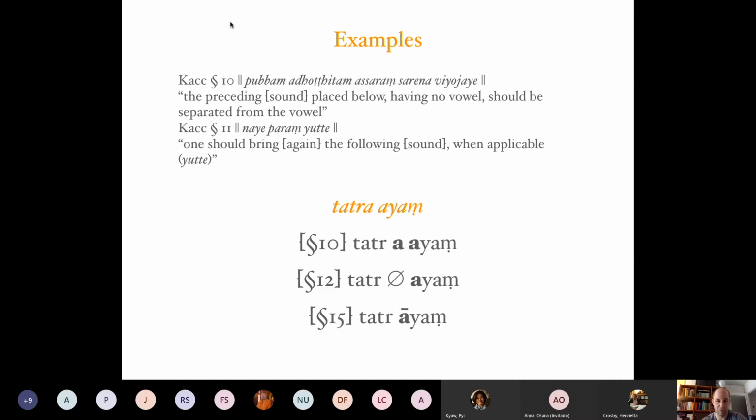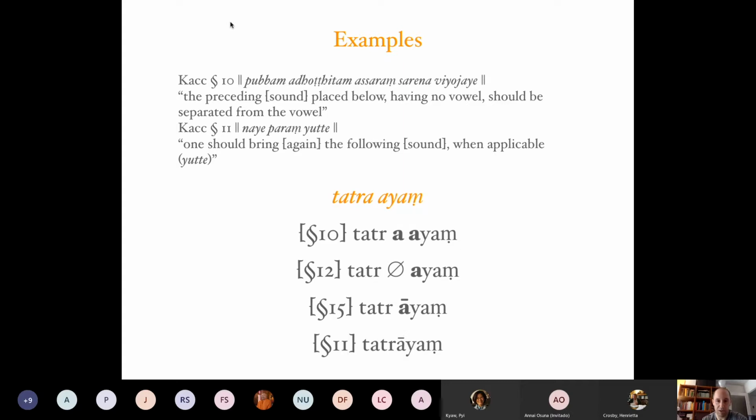Then according to Kaccāyana 15, which was also mentioned last day, which is a very simple rule, which says dīgham, it means after the elision has been done, the remaining vowel may become long. So in this case, it does become long, it's lengthened, and then we have tatr plus ayam. And mind that the words are still separated because we have separated them before.